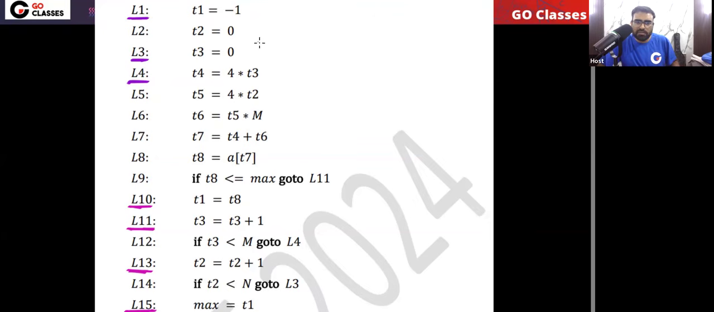This is your leader L1. You start from here till the next leader, but don't include the next leader. So this will be your basic block. Very simple point here: from this leader to the next leader, but don't include the next leader, that will be your basic block. Let's call it basic block 0, or you can call it basic block 1, that's fine.